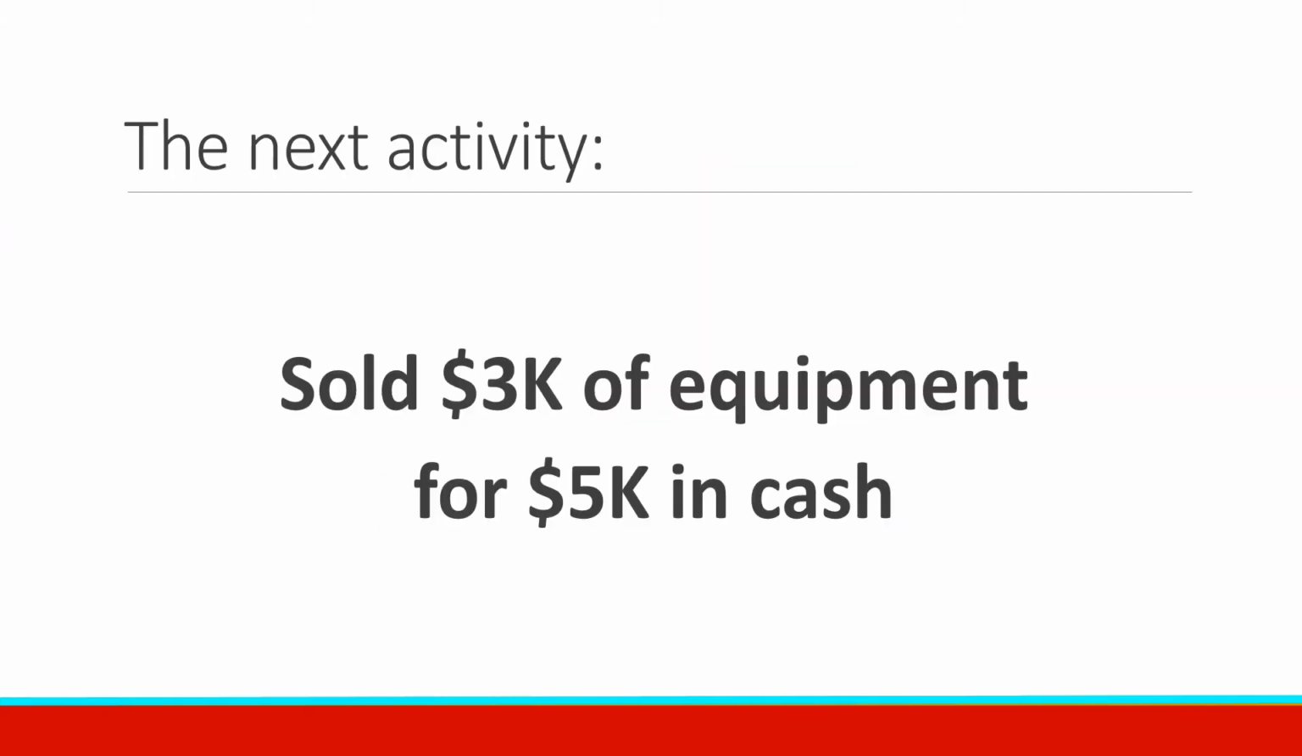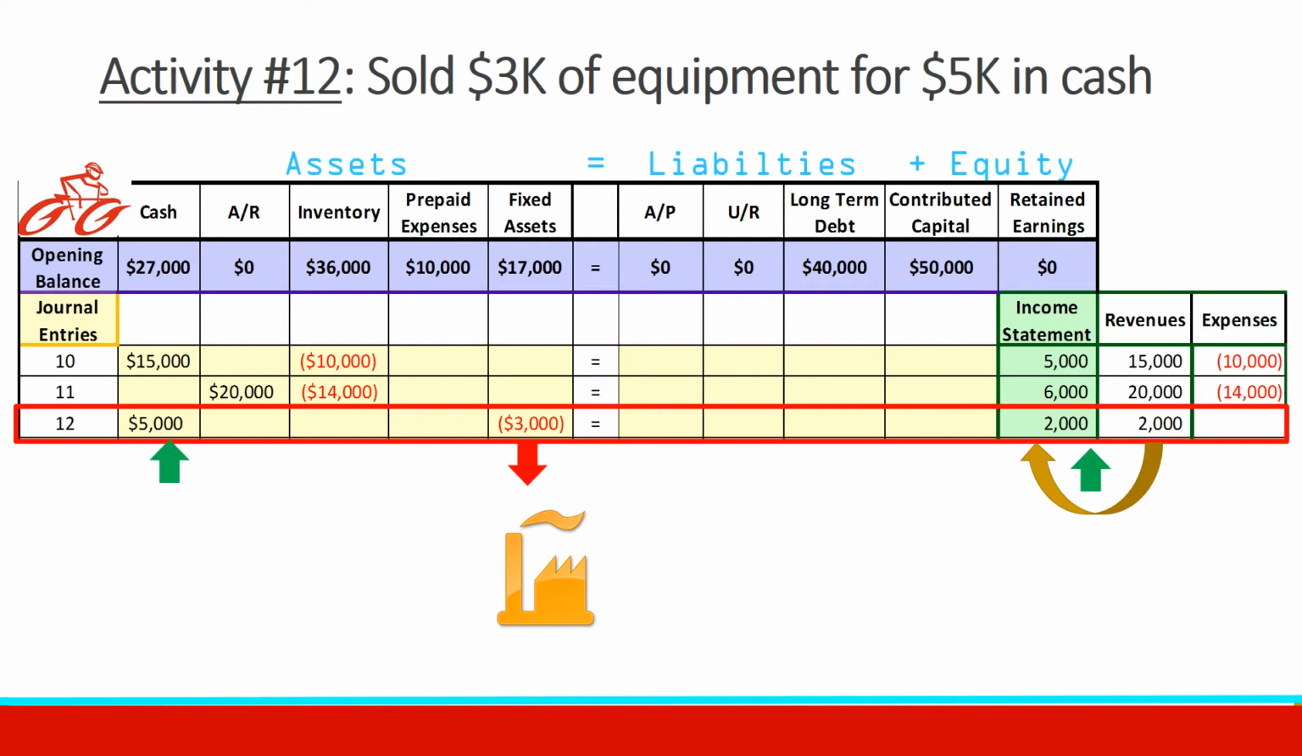Okay, our next activity is that the firm is selling some of its equipment. The equipment they're selling was on its books for $3,000, and it's going to receive $5,000 in cash for that equipment. So we can see we received $5,000 in cash going up. We're going to remove that fixed asset, that equipment from our books of $3,000, and the difference is $2,000 extra that the purchaser paid us.